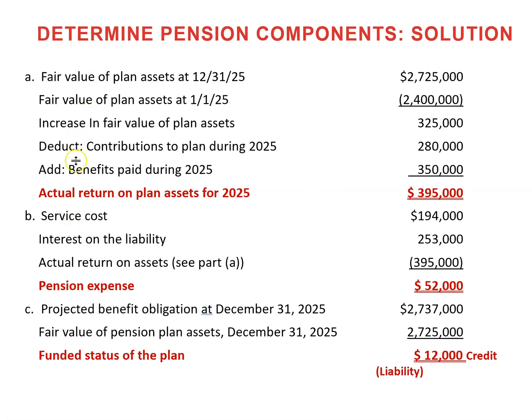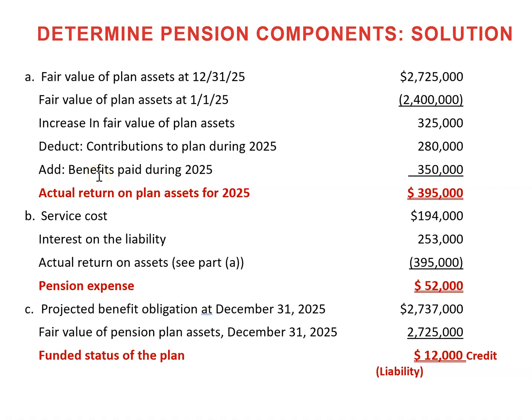First, for calculating the actual return, we take the difference between the beginning and ending fair values of the plan assets. This 325,000 is just showing the increase in the fair value of the plan asset. Then we subtract the contribution, because the contribution is just made by the employer to the plan asset that year, so it does not reflect the actual return, so we subtract it.